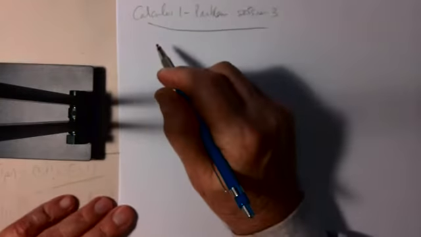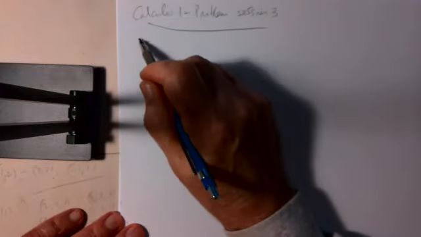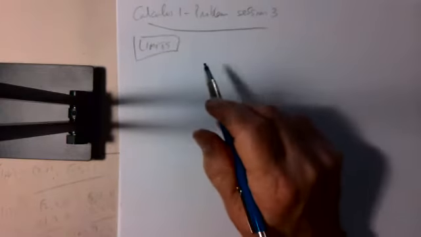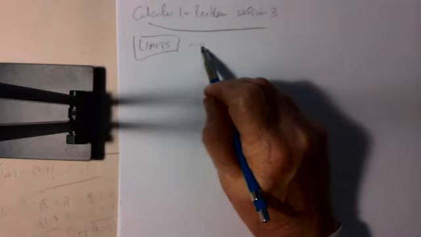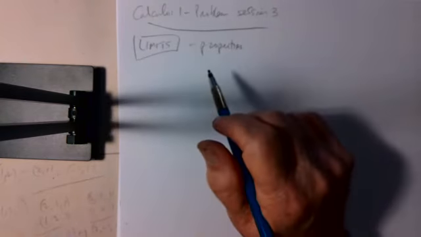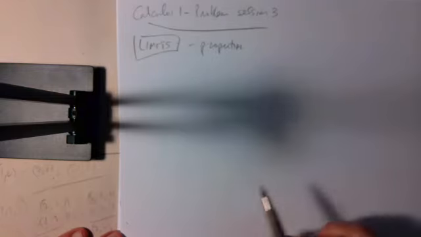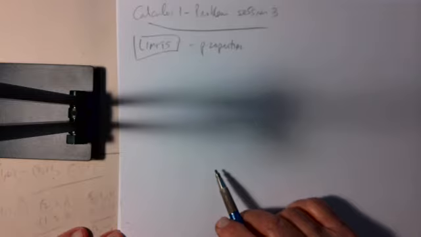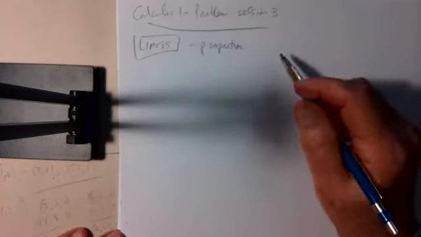So we are talking about limits and some of their properties. These are collected in section 2.3 of the text. And let me write some of these properties now.